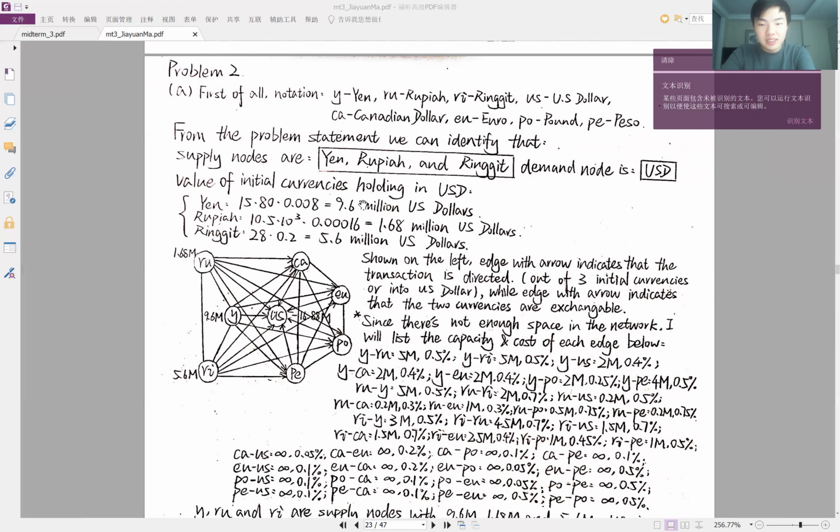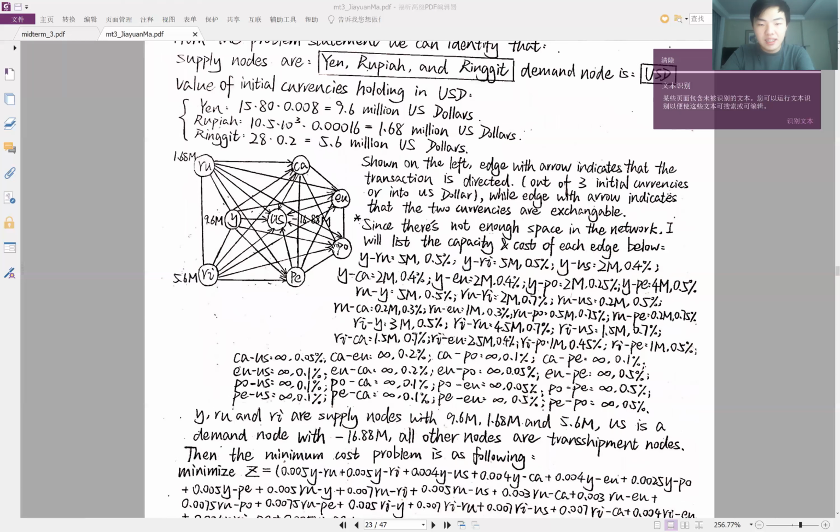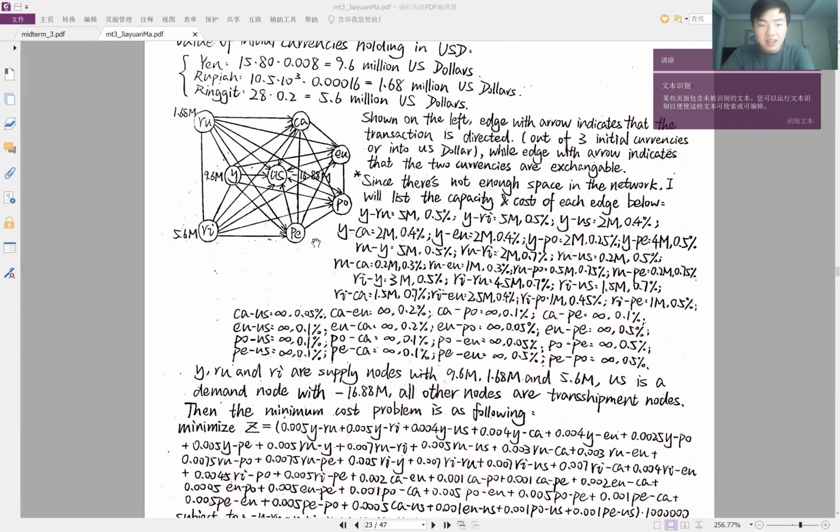And first of all, we need to calculate the value of our initial holdings in terms of US dollars. We use the exchange rate from table 1 to calculate how much in terms of US dollars we are holding for each of the three Asian currencies at the beginning. And also, since there's not enough space to write all of the restrictions like capacities and transaction cost within this chart, I write them beside.